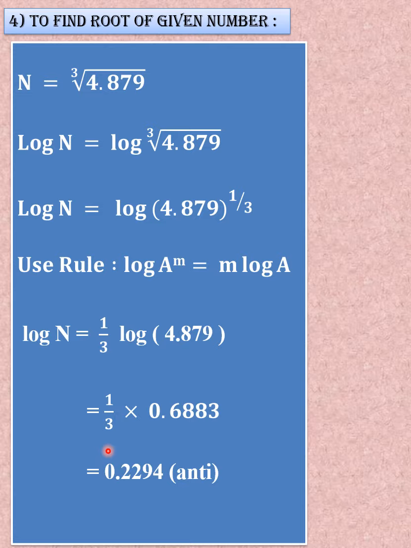As you observe, it comes to 1696. Again, same thing: place the decimal point using the characteristic. So 0 plus 1, how much? 1. So place the decimal point after the first place, meaning this is the 0th place, this is the first place, so place the decimal point at the first place. So this is the example regarding finding the root of the given number.